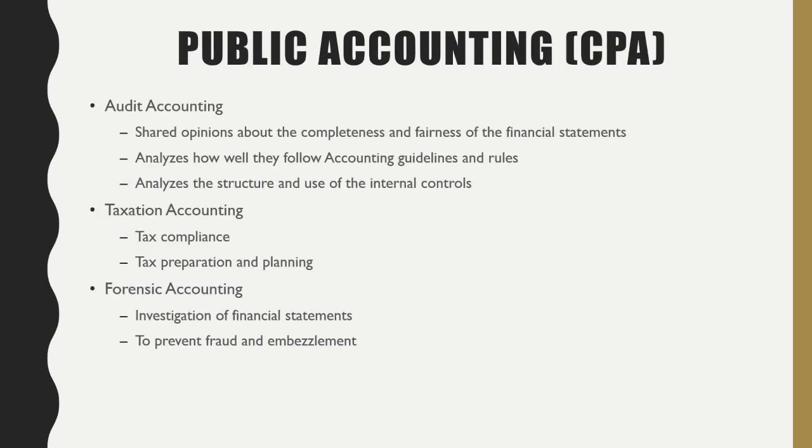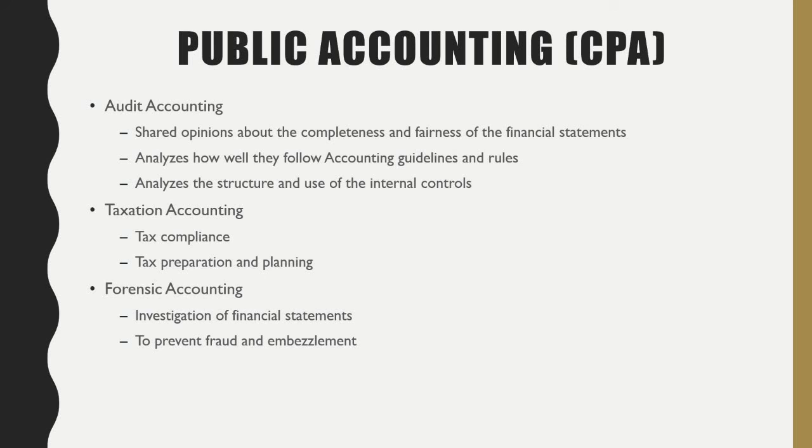So the first area of accounting is the public accounting sector. This is where CPAs belong, certified public accountants. This is at the corporate level, and it's divided into 3 sections. Auditing is one of them, and that is when you go through each business transaction that the corporation has done and follow up on whether they're following the accounting guides as well as rules, making sure that they are doing exactly what they're supposed to be doing.